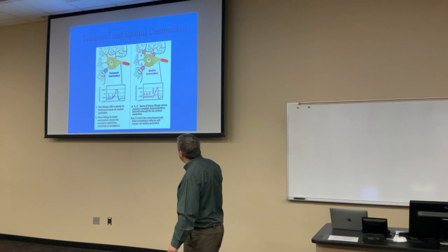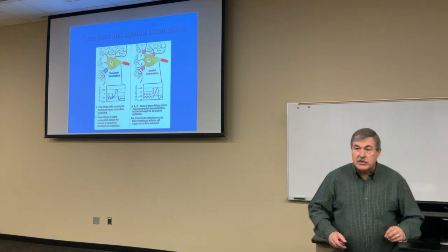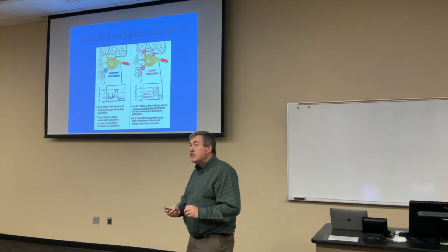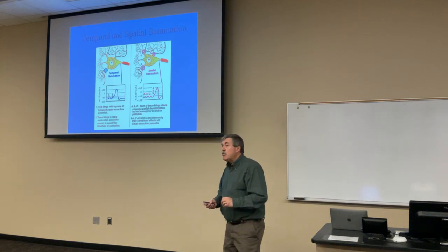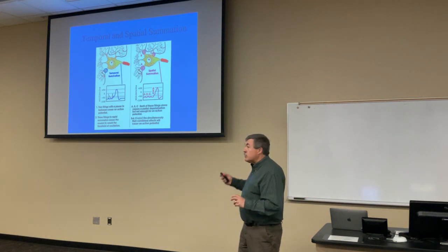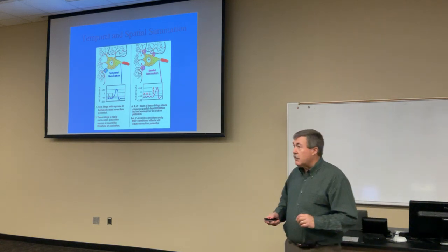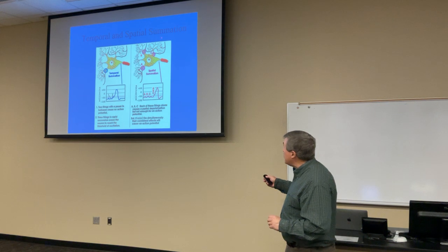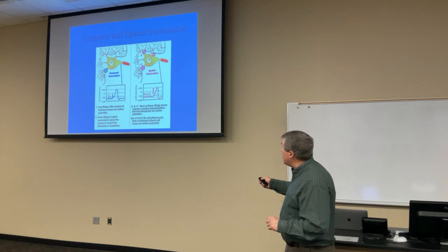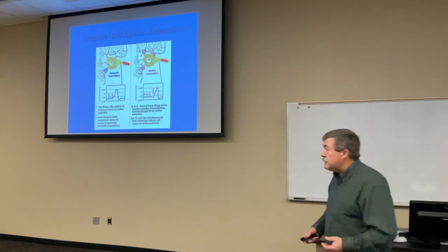Second type of summation is called spatial summation. In spatial summation, our postsynaptic neuron is being simultaneously stimulated by 2 or more presynaptic neurons. So in order to have spatial summation, you have to have more than 1 presynaptic neuron. Okay. So in spatial summation, each one of these 3 presynaptic neurons is producing a local potential on the postsynaptic neuron at the same time, the very same instant.